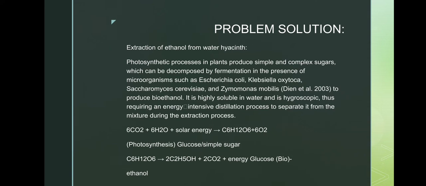6CO2 plus 6H2O plus solar energy gives C6H12O6 plus 6O2. Photosynthetic glucose or simple sugar. C6H12O6 gives 2C2H5OH, which is ethanol, plus 2CO2 plus energy.